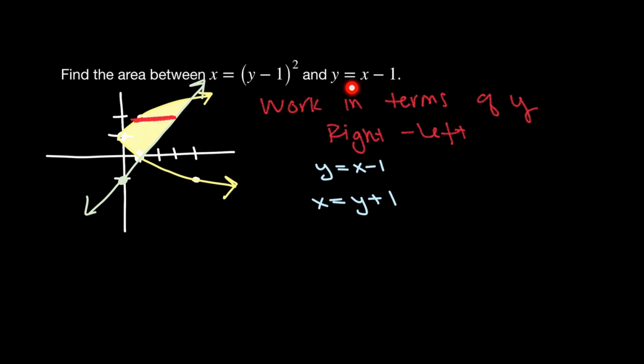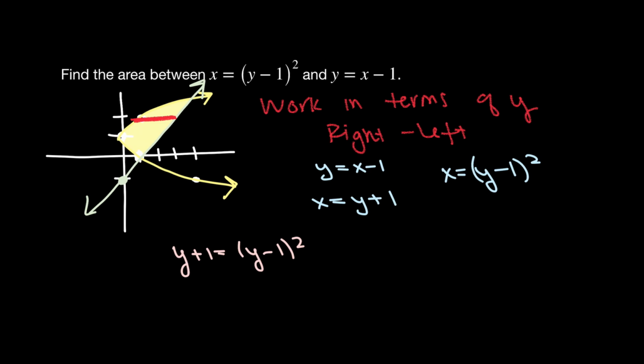So first thing I'm going to do is take my equations and make sure they're solved for x. I want my equations to be functions of y. So I'm going to take this line, y equals x minus 1, and solve it for x. I can do that by just adding the 1, and I got x equals y plus 1. The second equation, x equals y minus 1 squared, is already solved for x. So because I'm working in terms of y, both of my equations need to be solved for x. They need to be functions of y.